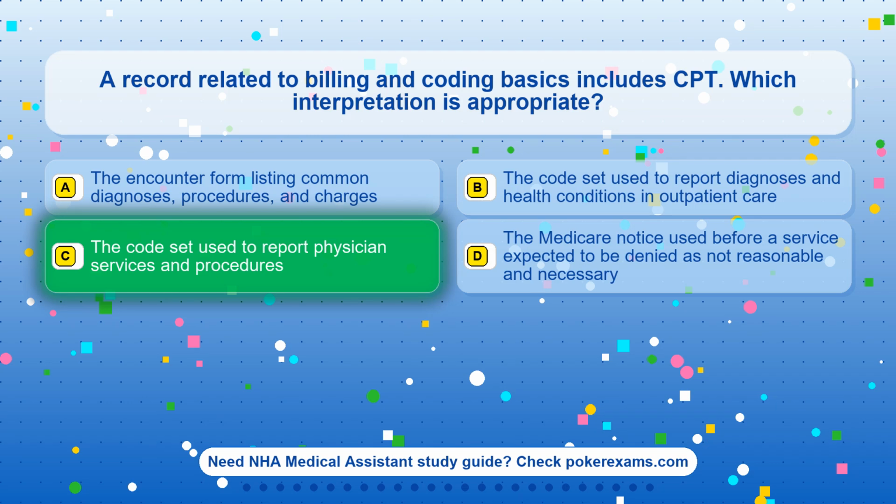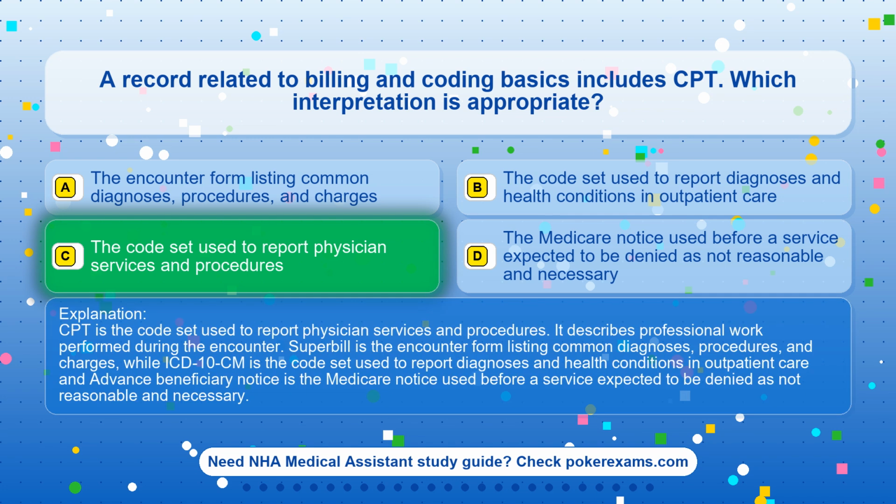The correct answer is option C. The code set used to report physician services and procedures. CPT is the code set used to report physician services and procedures. It describes professional work performed during the encounter. Superbill is the encounter form listing common diagnoses, procedures, and charges, while ICD-10-CM is the code set used to report diagnoses and health conditions in outpatient care, and advance beneficiary notice is the Medicare notice used before a service expected to be denied is not reasonable and necessary.